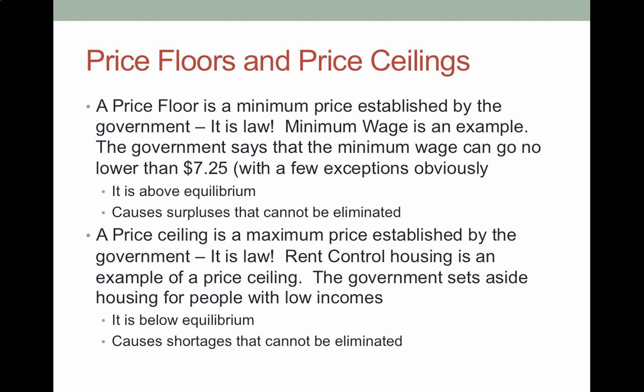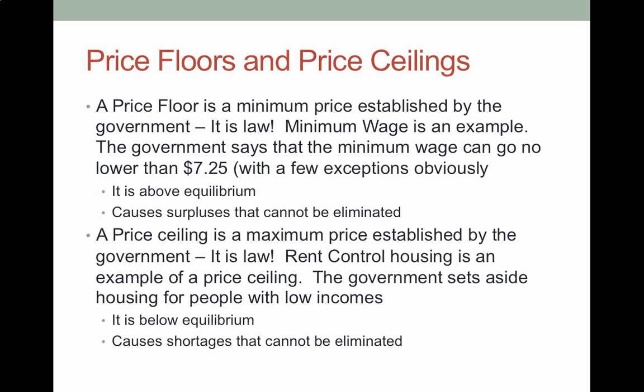Price floors and price ceilings. A price floor is a minimum price established by the government. This is a law. You cannot violate this. And so minimum wage is an example. The government says that the minimum wage can go no lower than $7.25, and obviously there are a few exceptions to that. But when we look at a price floor, it is above equilibrium, and it has to be above equilibrium to be an effective price floor, otherwise there's no need for it. It does cause surpluses, and we cannot eliminate these surpluses because it is the law.